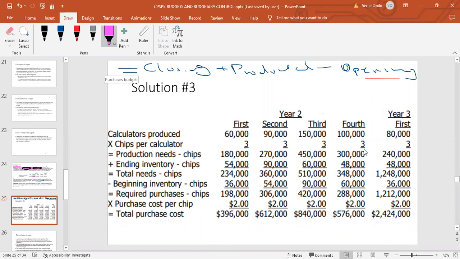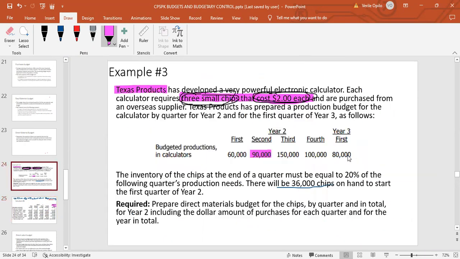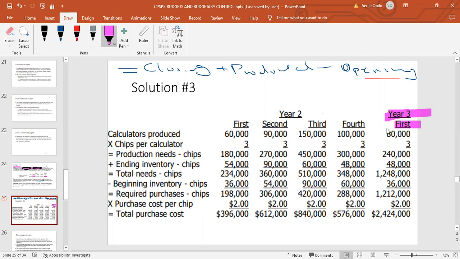We have actually, this one is now for the third year, yes. So for the third year, we have how many calculators? We were told that the calculators to be produced will be equal to 80,000. They'll require 3, that should give us 240.